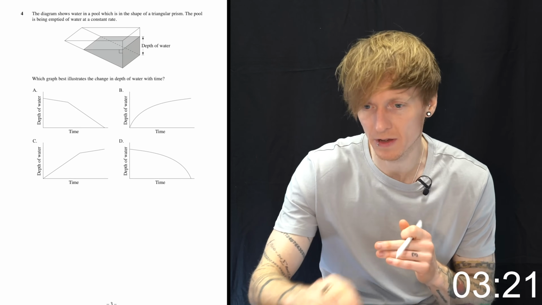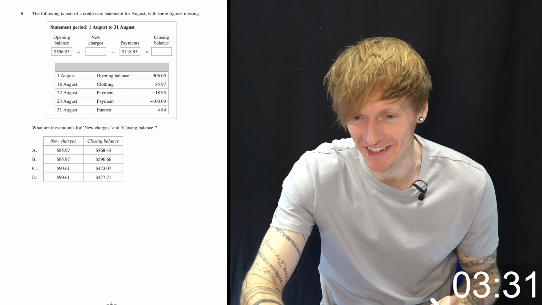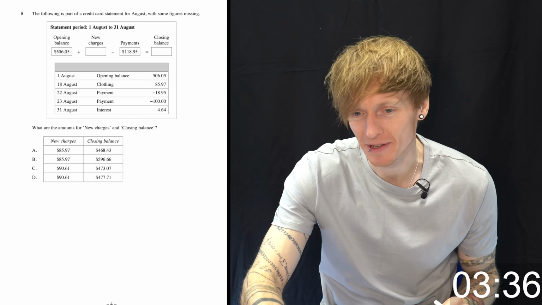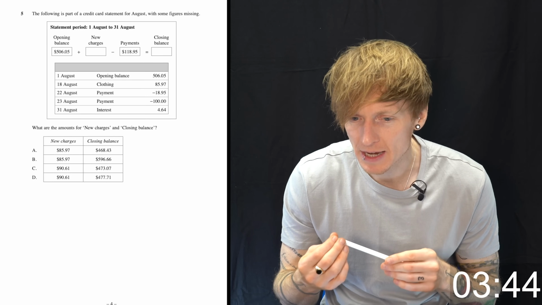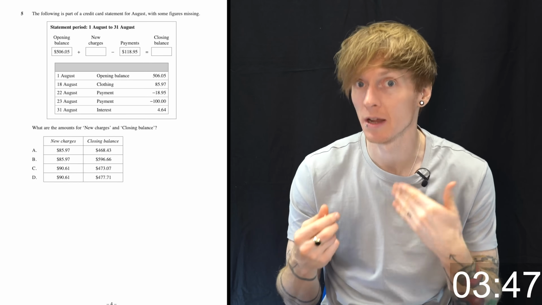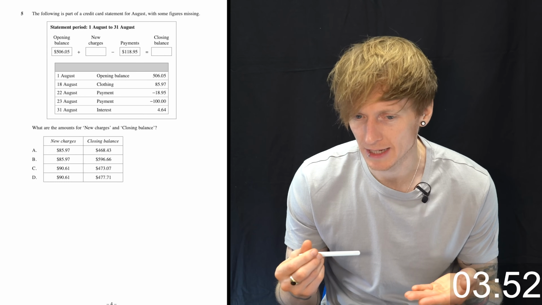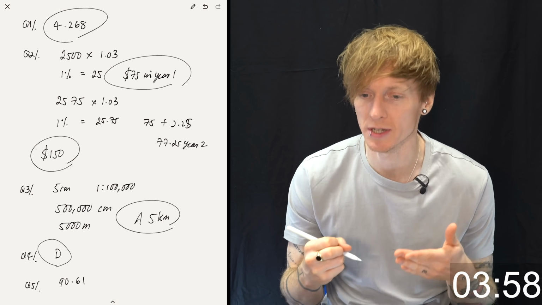Question 5. Following is part of a credit card statement with some figures missing. Oh God, here we go. Right, opening balance, $506. This is very real world maths, I like it, very helpful. Plus new charges minus payments. So the new charges were 85.97 plus 4.64 because of the interest. That's a new charge. Yep. So that's 90.61. Yep. For new charges.